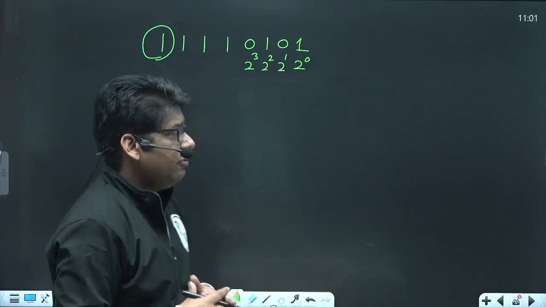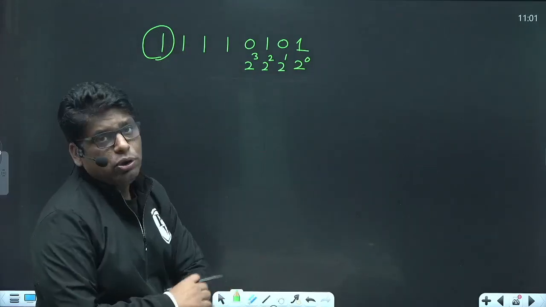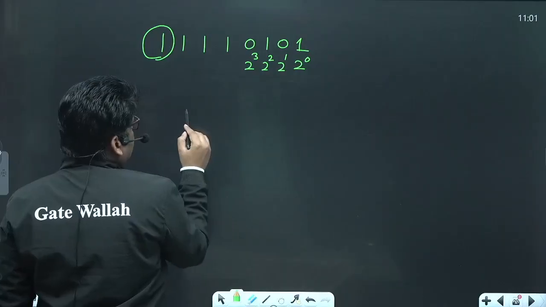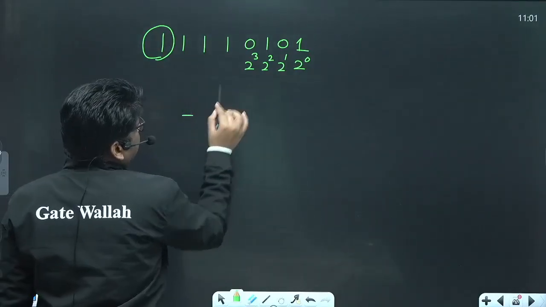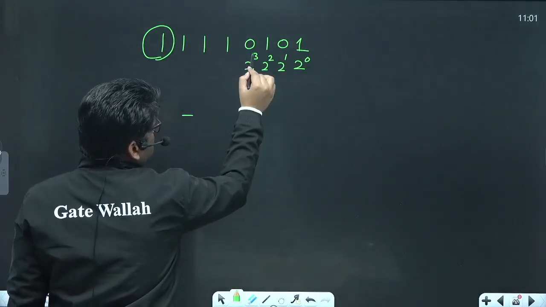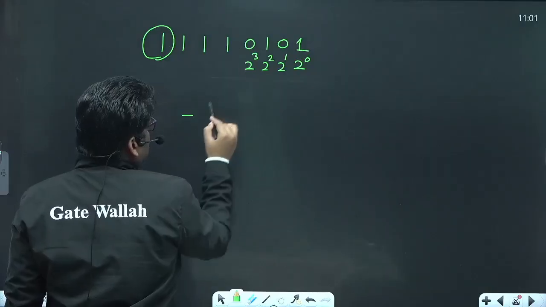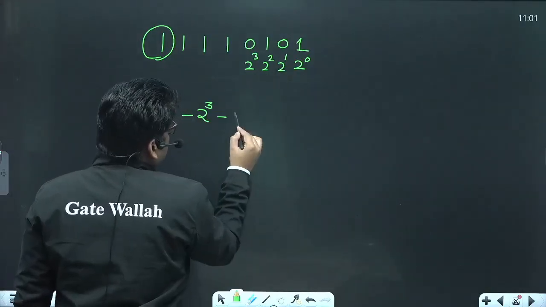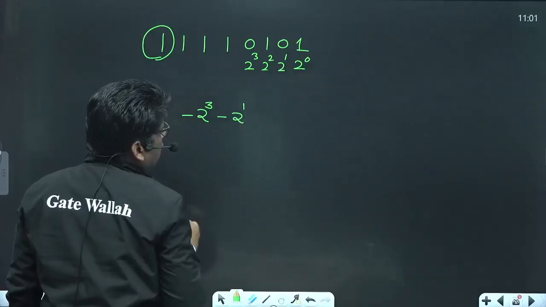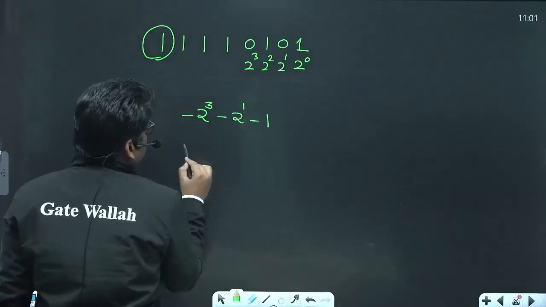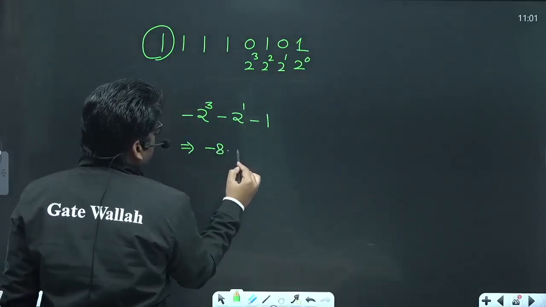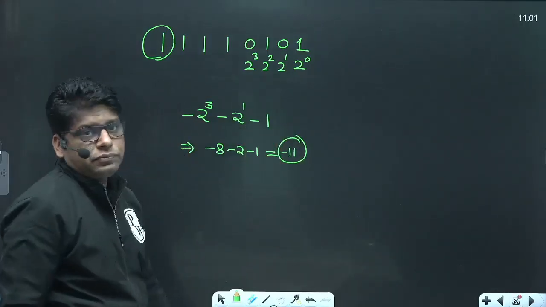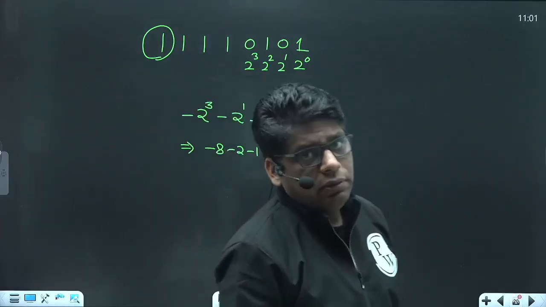Yes. Once you get to know that this is written in 2's complementation form, just focus over here. Because the number is negative, everything is negative. Because the place value is 2 raised to the power 3. Okay. For this 0, the place value is 2 raised to the power 1. Add an extra minus 1. So what is the value? Minus 8 minus 2 minus 1. So it is minus 11. Done to everyone?